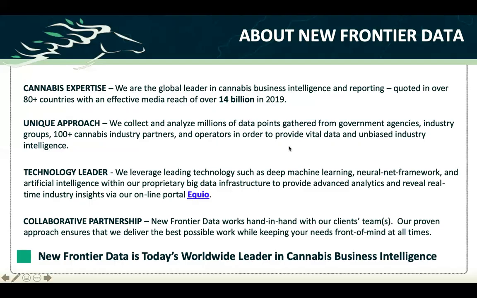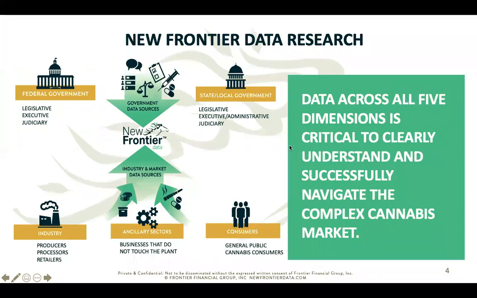So to show you how we collect our data, we really look at 5 different aspects of the cannabis industry. At the federal level, both US and globally, we usually have partnerships with the government or publicly available data, as well as local governments, from cities all the way up to state levels. And then the industry itself, we have a number of different partners within the industry, and that is people who actually touch the plant, as well as ancillary sectors. So those are businesses that are in the cannabis industry, but don't necessarily touch the plant.